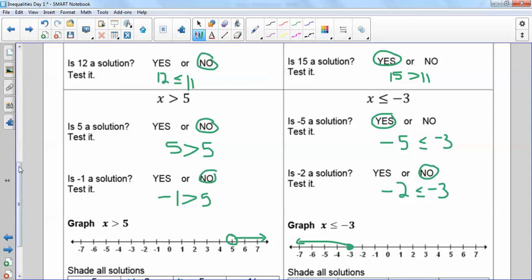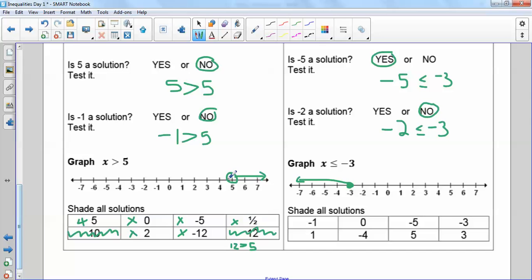Okay, let's look at our solutions. -1 is not inside of our graph, it's over here, so that one is out. Same thing with +1, it is outside of our graph, so that one is out. 0 is also outside of our graph, so that one is out. -4 is inside of our graphed area, and it is less than or equal to -3, so we're going to shade that one in.